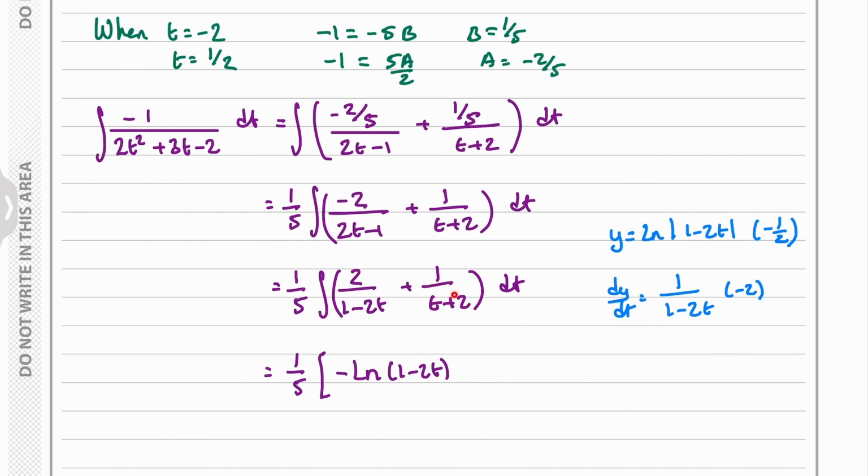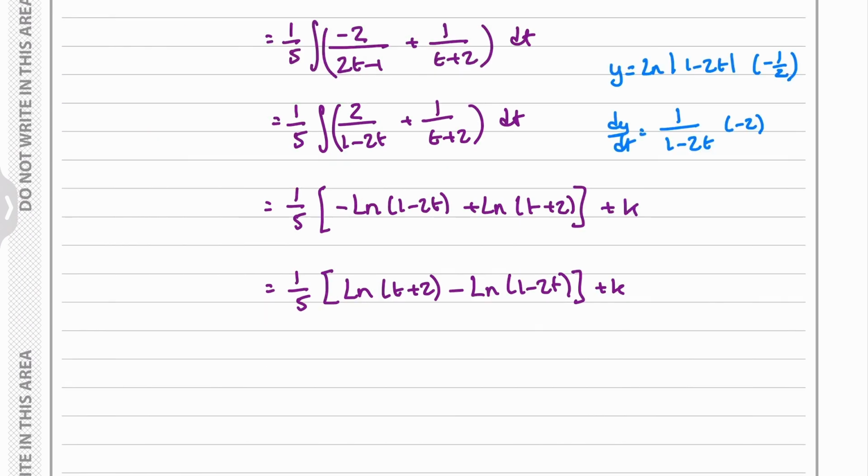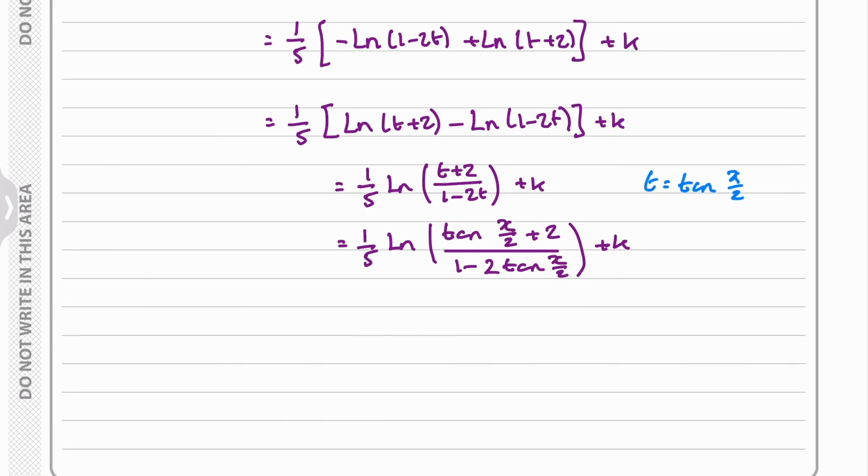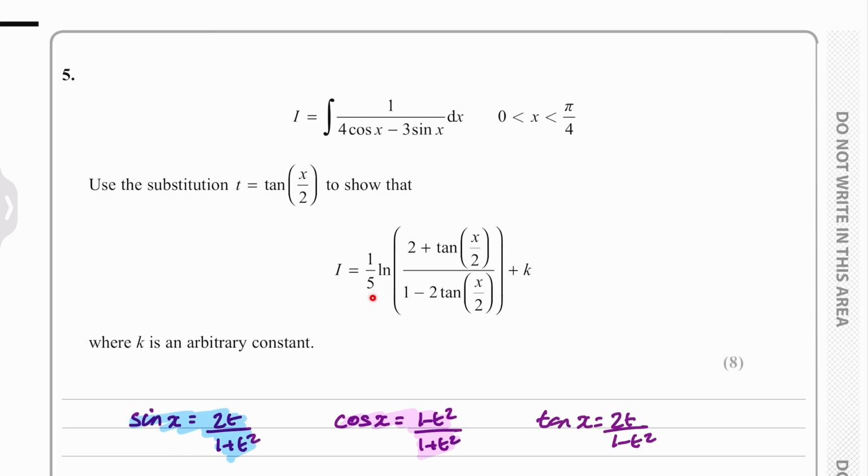And then we need to integrate this fraction, and we get the natural log of t plus 2, plus our constant term k. And I'm just going to rewrite this so this negative is over here. And now we can use the division rule of logs to simplify this. And now we can write t back in terms of x by substituting this back into here. So we get this. And if we go back to our question, this is exactly what we were asked to show.